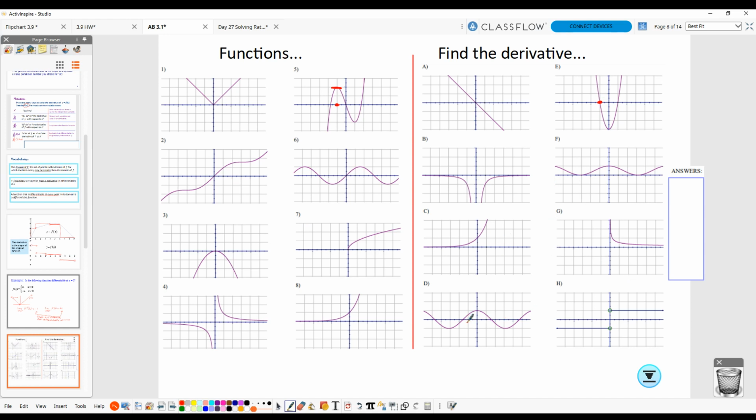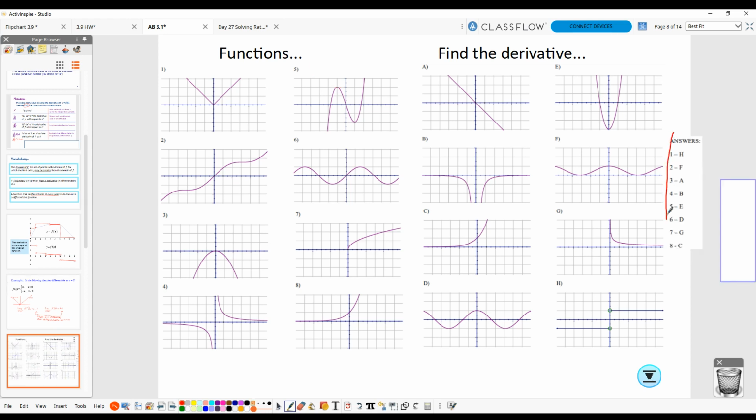This one kind of looks close, but it's in the wrong place. So to me, 5 looks like it matches up with E. So pause the video and see if you can match up the rest. Here are the answers. Check and see if you agree with them.